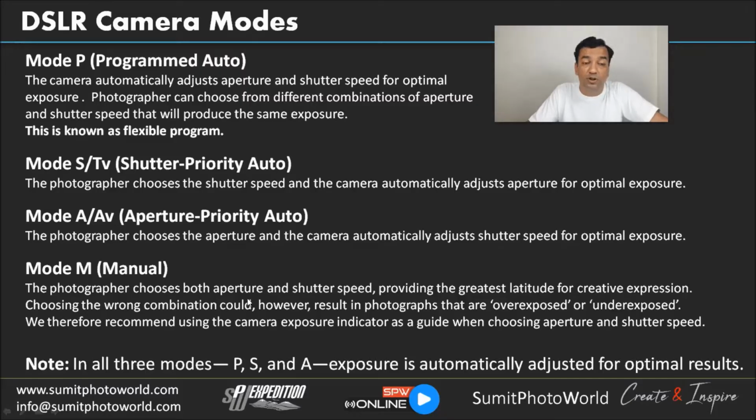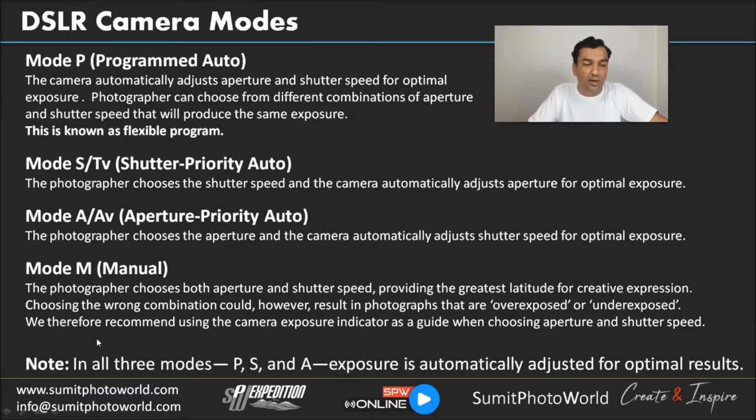If you are new to your camera device and you select the wrong combination, unknowingly you will get an overexposed or underexposed image where you want the image to look balanced. So for those who are new to the camera and don't know how to use it in manual mode, they can start working with the semi-auto modes, shutter priority, aperture priority, or program mode, and then gradually elevate their photography skills and move to the next level using manual mode.